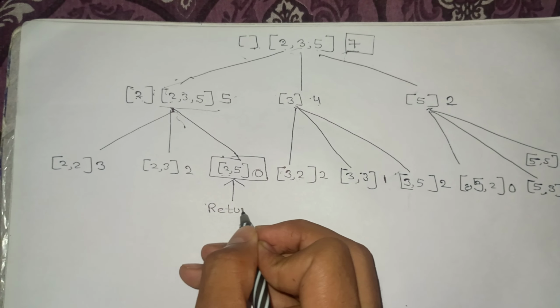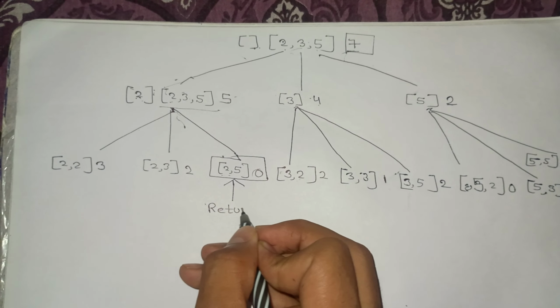Also, when we get a negative number in our target, it means that the sum in this combination is greater than the target. It can't be a combination, as 5 plus 5 is 10 and the target is 7. So it is not possible at all to push back this. It is not correct at all, so we will return here also.